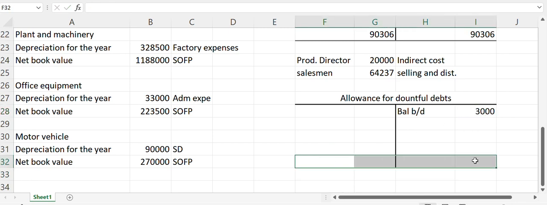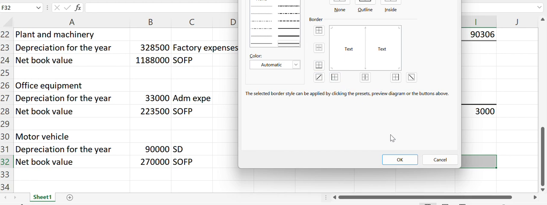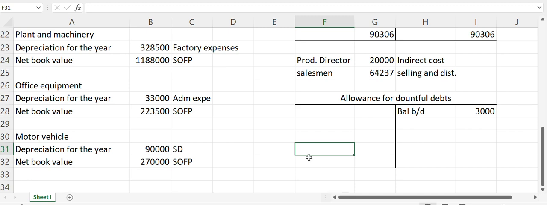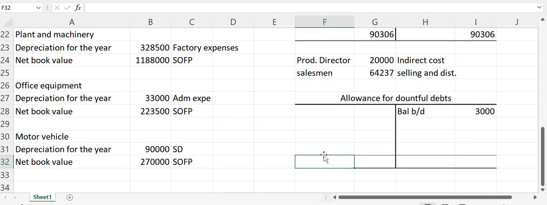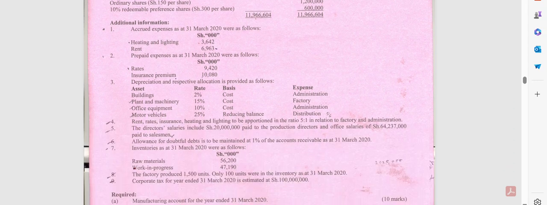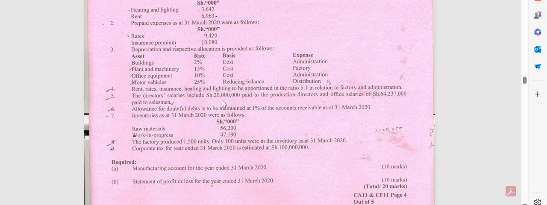Then we are going to compute the allowance for doubtful debt at the end of the year, and that is what we call allowance for doubtful debt as at, or at the end of the year. We call that balance carried down. So this one, we are told it is 1%. So 1% of, let us check the additional information. We are told, additional information number 6, allowance for doubtful debt is to be maintained at 1% of the account receivables as at 31st March 2020.